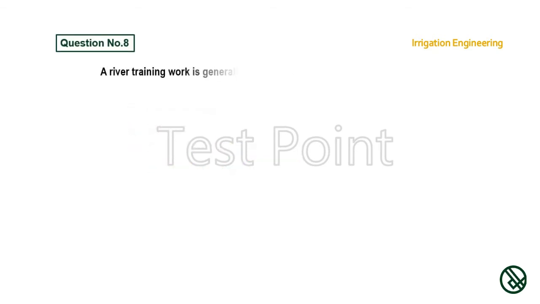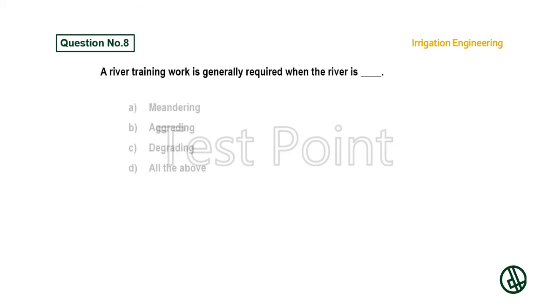Question number 8. A river training work is generally required when the river is: Option A, meandering. Option B, aggrading. Option C, degrading. Option D, all the above. Answer is option A, meandering.